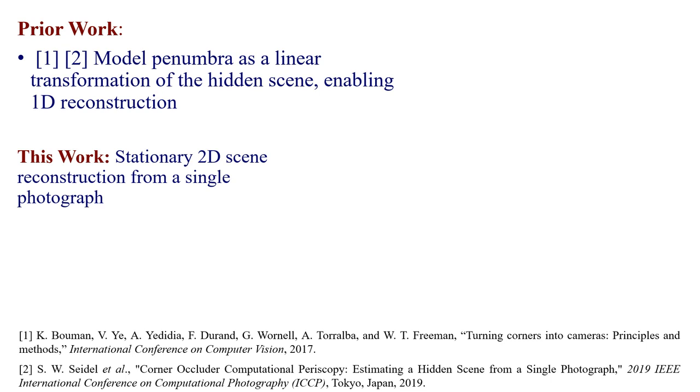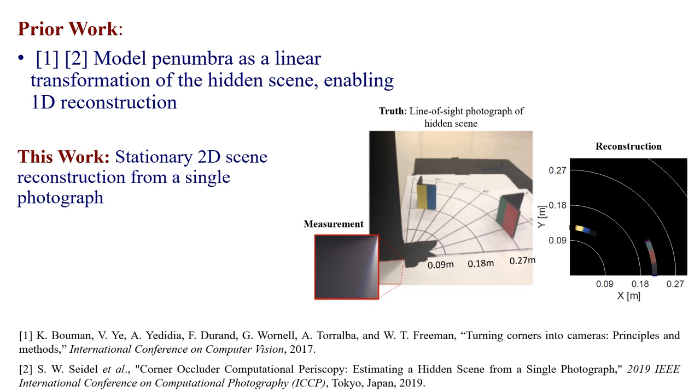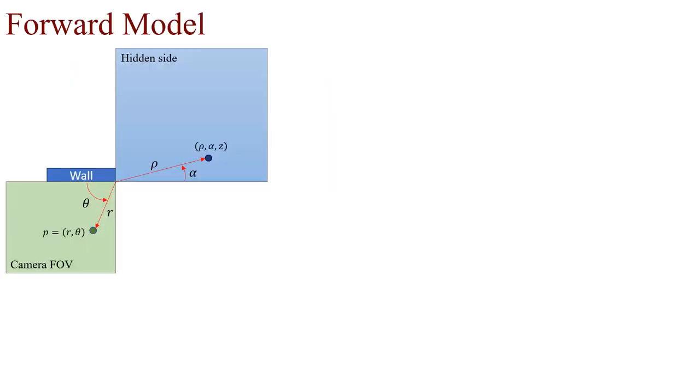In this work, we form a 2D reconstruction of the hidden scene from a single photograph, as shown in this figure. In estimating range, in addition to angle, we not only add a reconstruction dimension, but ultimately improve our angular estimate as well. In setting up our forward model, we parameterize the hidden scene in cylindrical coordinates. Rho is range into the hidden scene, alpha is the angle measured in the plane of the floor around the corner, and z is the vertical height. The range r and angle theta describe a point on the floor in the camera field of view.